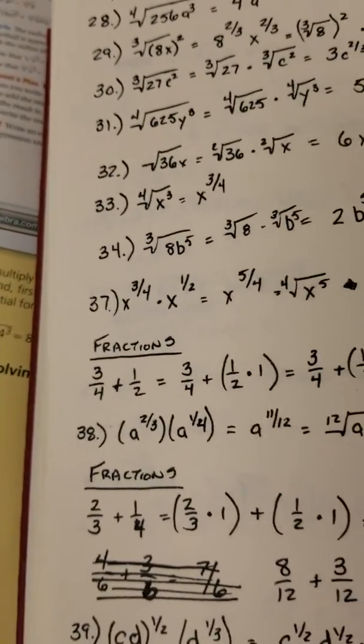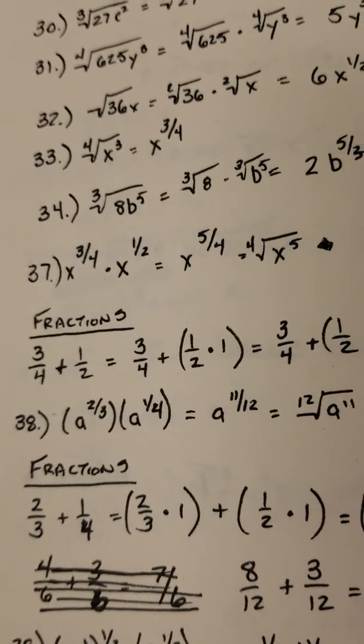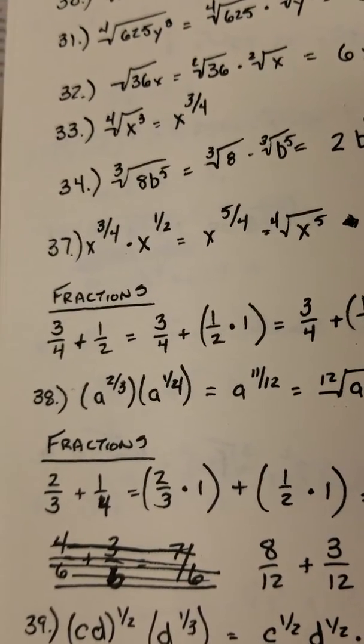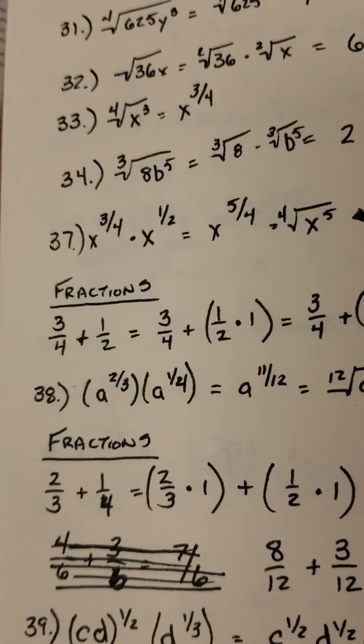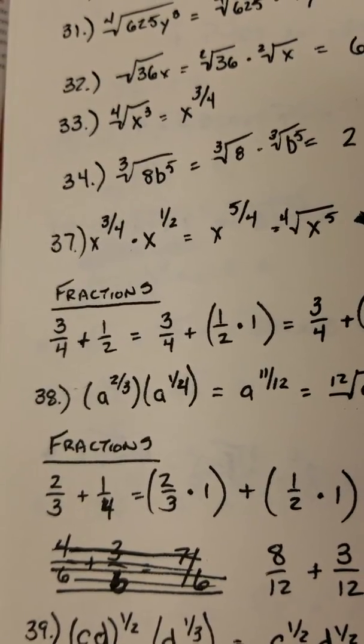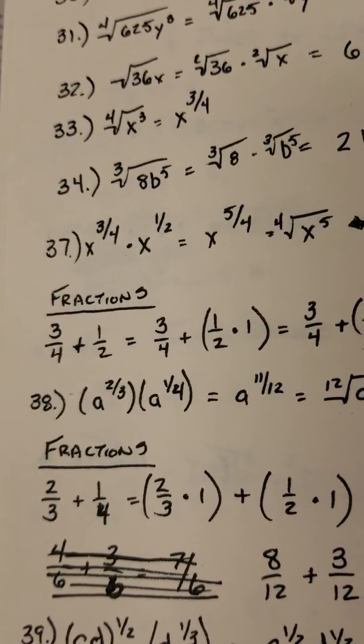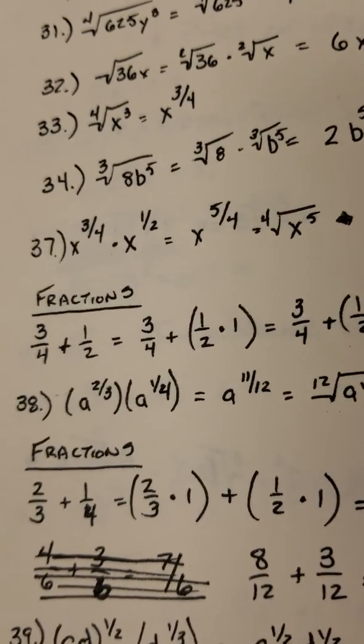And then 37 is where we jumped and we have to make things look like in the radical form. So I have x to the 3/4 power times x to the 1/2 power, and it equals x to the 5/4 power. Now, how did I solve that?